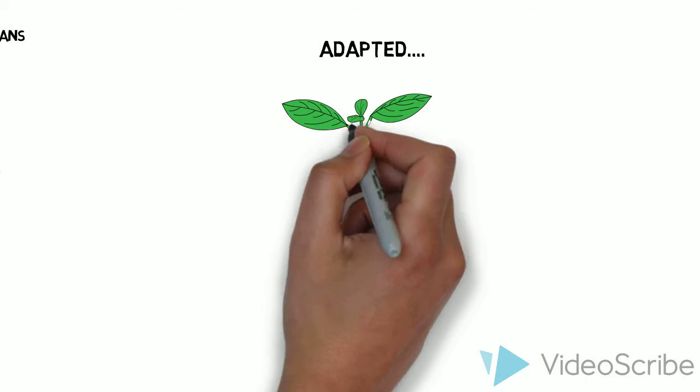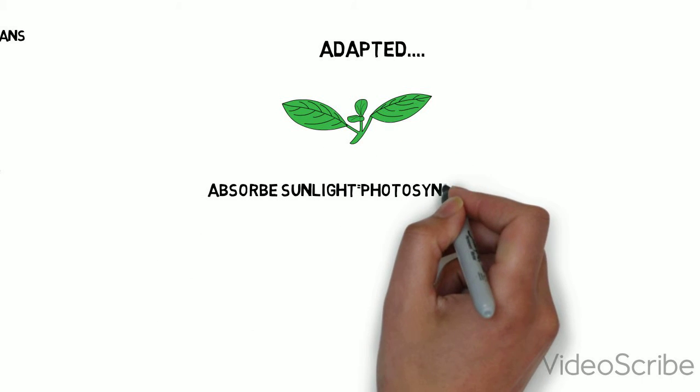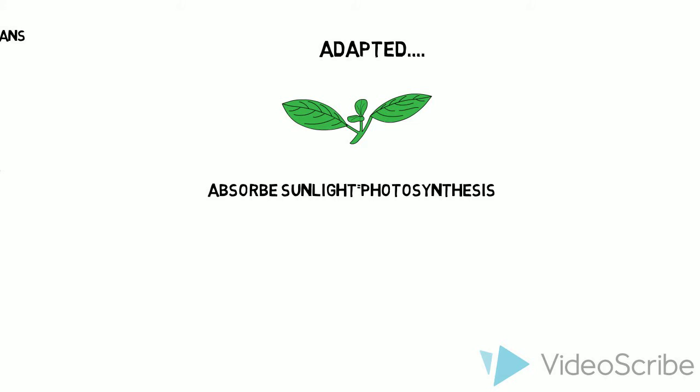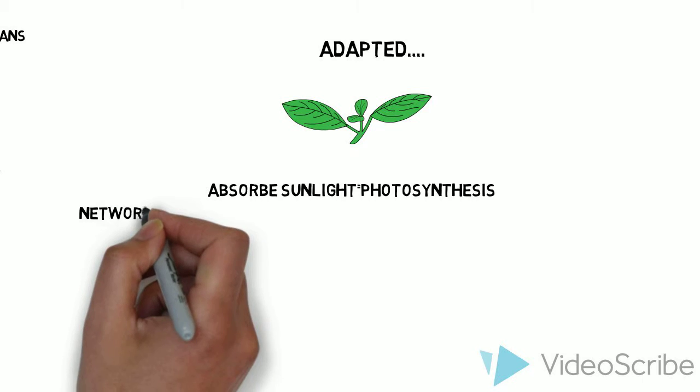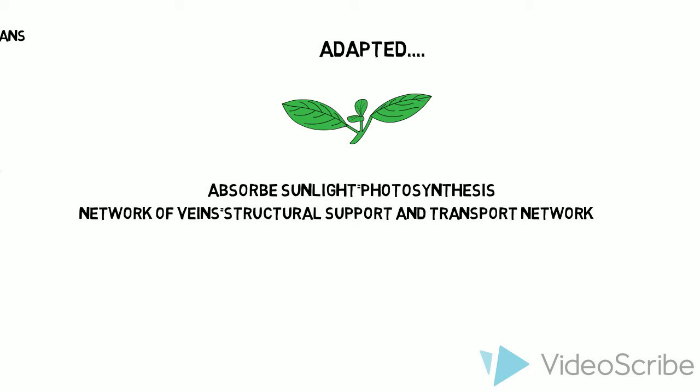Leaves have adapted in order to absorb light to perform photosynthesis. Within the leaves, there is chlorophyll to absorb sunlight, a network of veins to support the leaf structurally and transport water and carbohydrates.